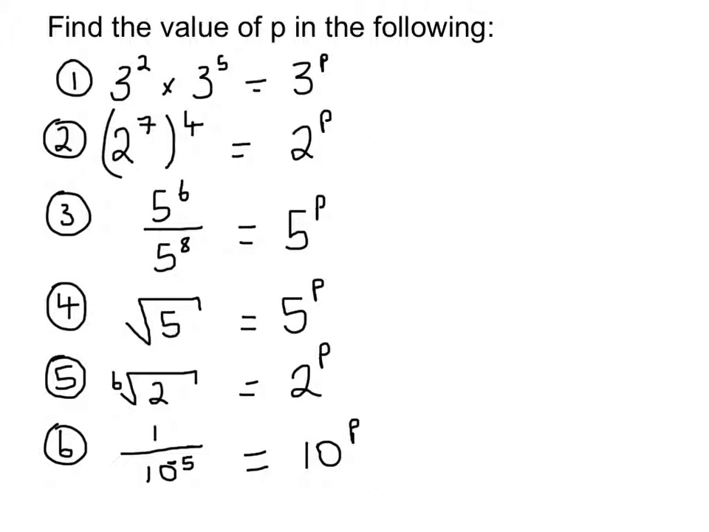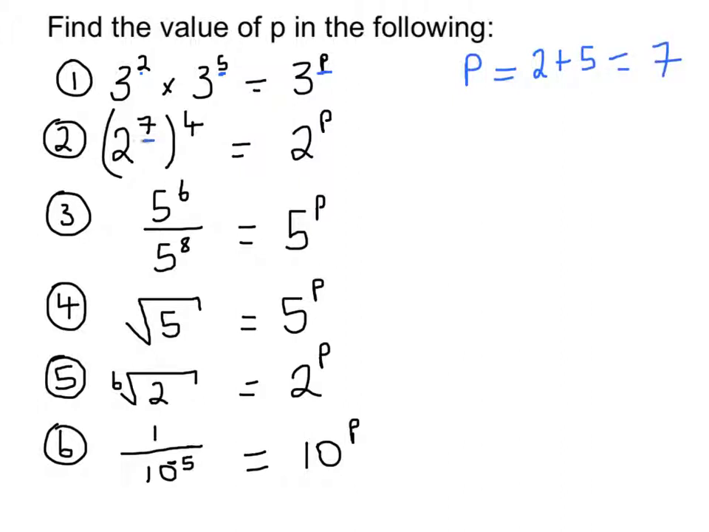Okay, let me finish off by just going through all the rules again and trying this question. The question says, find the value of p in the following. If we look at the first one, it's 3 to the power of 2 multiplied by 3 to the power of 5, and you want the p-value. Well, the law says a number to a power multiplied by a number to a power, what you do is you add the powers. So p is going to be 2 plus 5, so it's equal to 7.